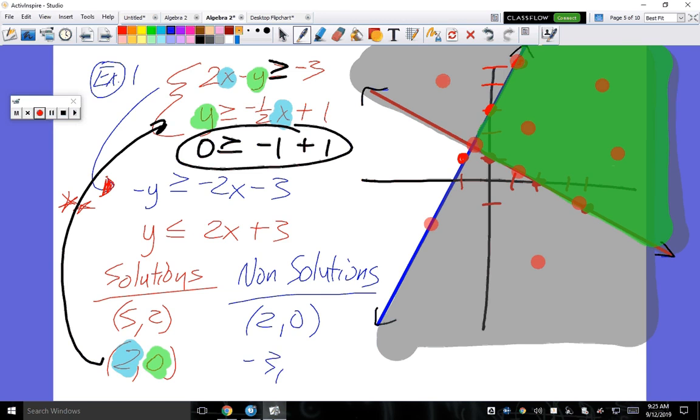Yeah, negative 3, 0. And basically anything that's not in that shaded region for sure. Cool. Alright, so let's keep going.